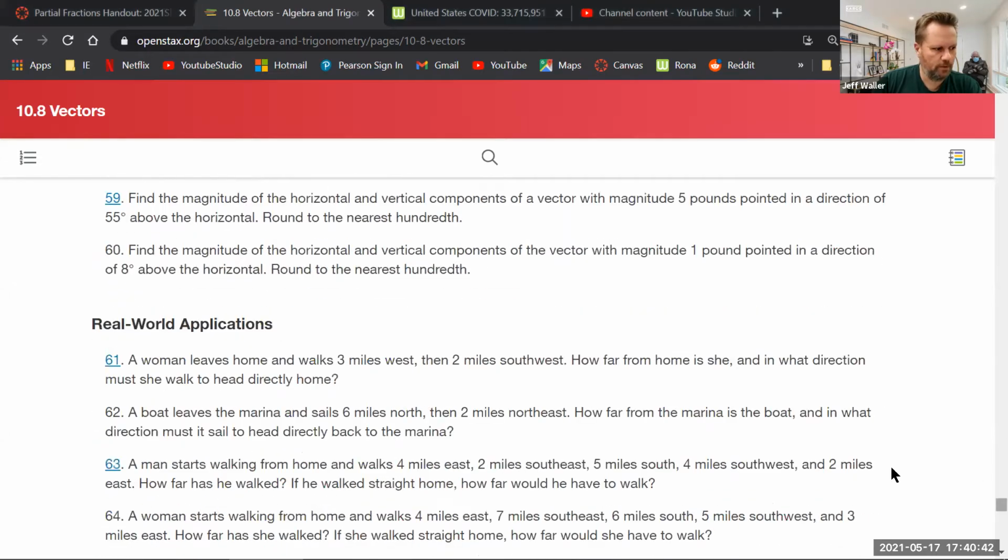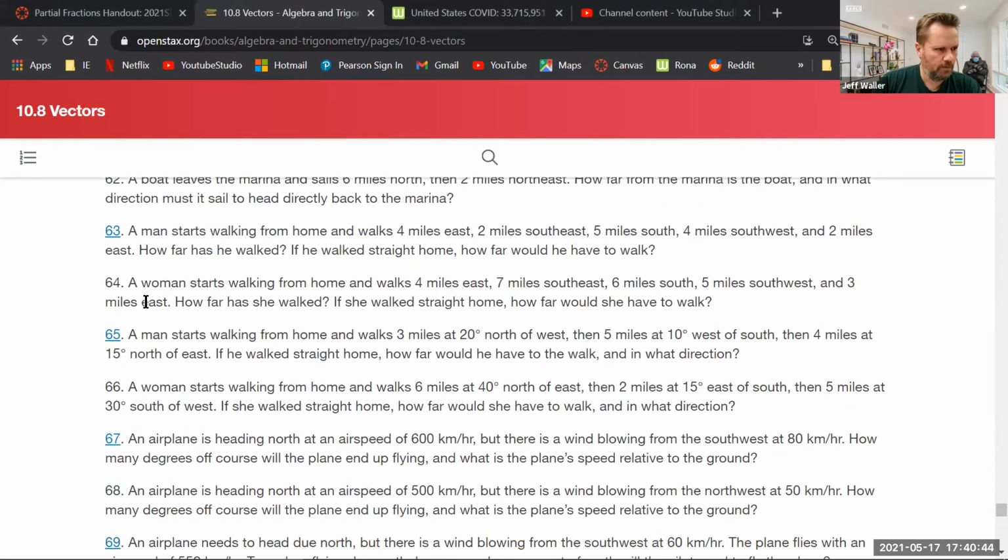All right, 64. Now this sounds like a joke or something. A woman starts walking from home and walks 4 miles east into a bar. The barman says, no. Yeah, this is a neat one. Do you see all the vectors involved? She walks 4 miles east, and then on top of that, 7 miles southeast, and then on top of that, 6 miles south, and then on top of that, 5 miles southwest, and then on top of that, 3 miles east. How far has she walked?